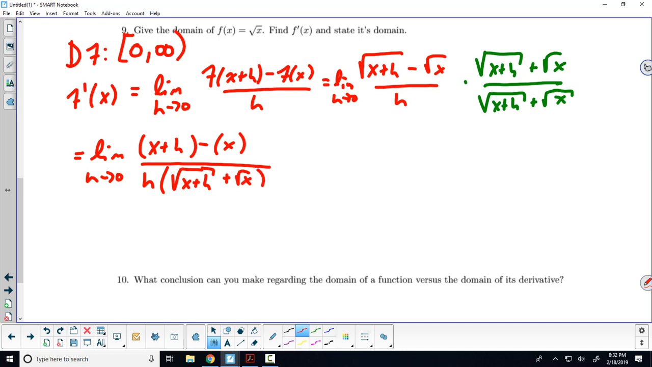Folks, we actually did a problem like this. It would have been nice if you had a couple of days to digest 3.1, because this is the same problem we did in 3.2 at the very end, except we were finding the derivative at a point instead of as a separate function. So this gives us the limit as h approaches 0 of h over h times radical x plus h plus radical x.